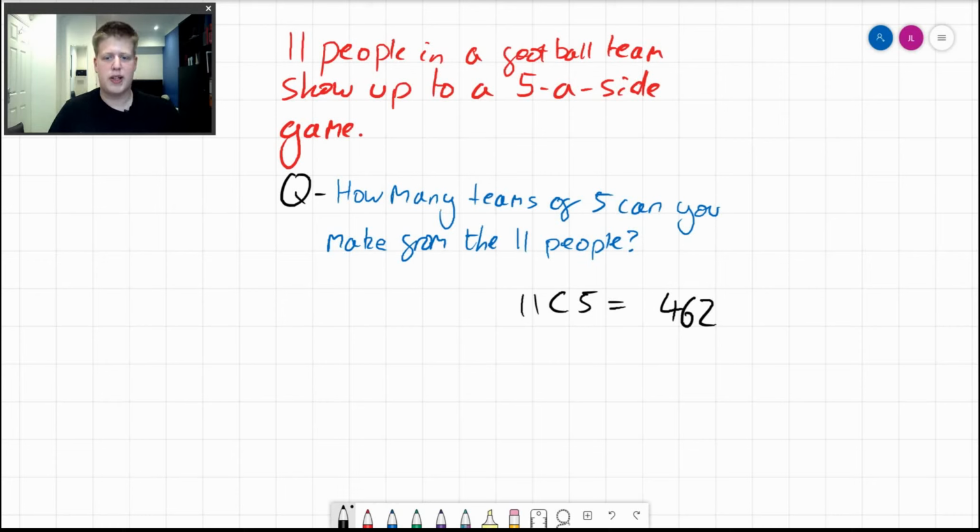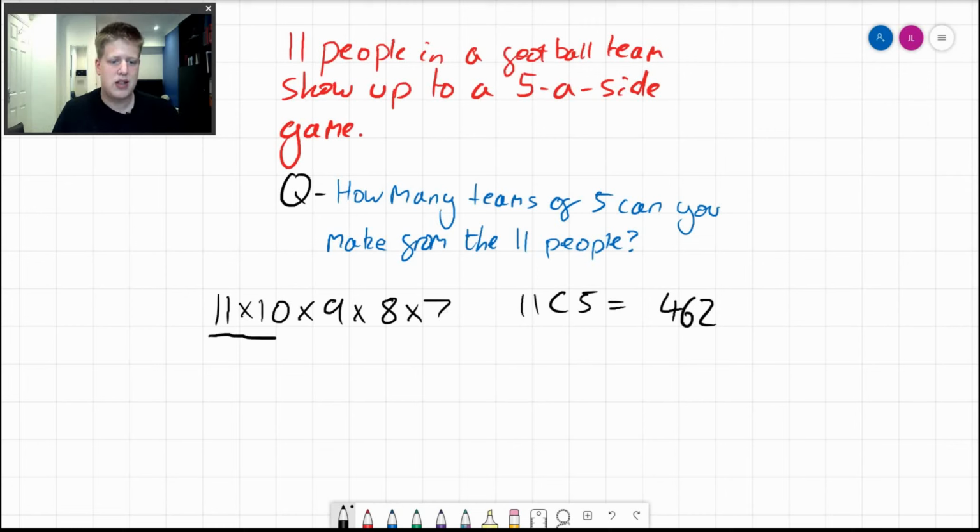The way to think about it is that we need to choose 5 people for a team. So there are 11 choices for the first person. We need to multiply that with the 10 choices for the second person. We need to multiply that with the 9 choices for the third person. We need to multiply that with the 8 choices for the fourth person, and then there's the 7 choices for the fifth person. However, like we said before, we've counted teams more than once.